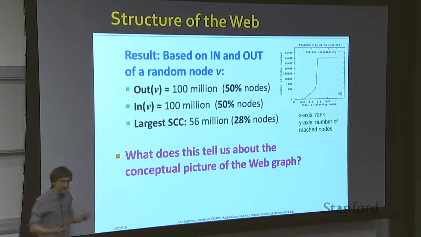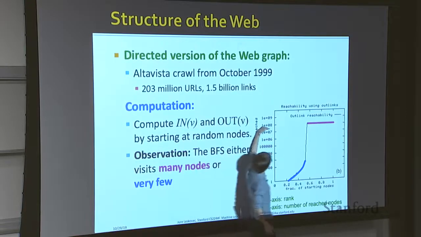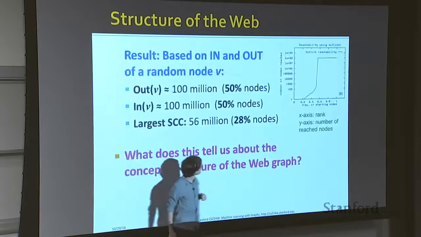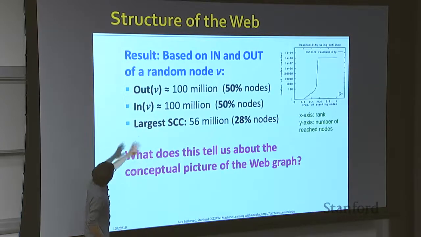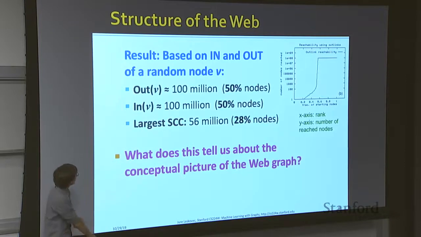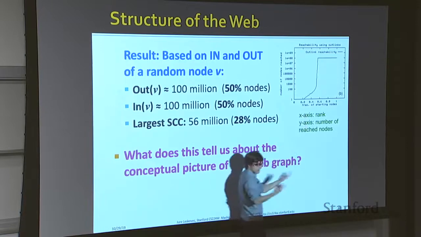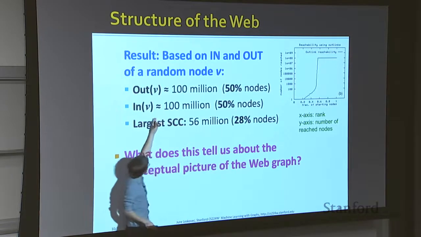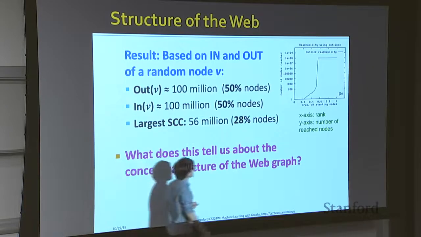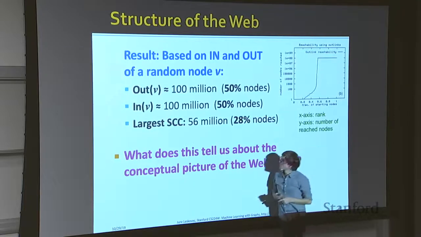Okay? So what did they find out? When they did this, they basically found that this number is 100 million. So what this means is that for about half of the nodes, the size of the out component is about 100 million. And the same, this is now for the in component. They found that the in component is also about 100 million for about half of the nodes, for these guys here, where the BFS explodes.